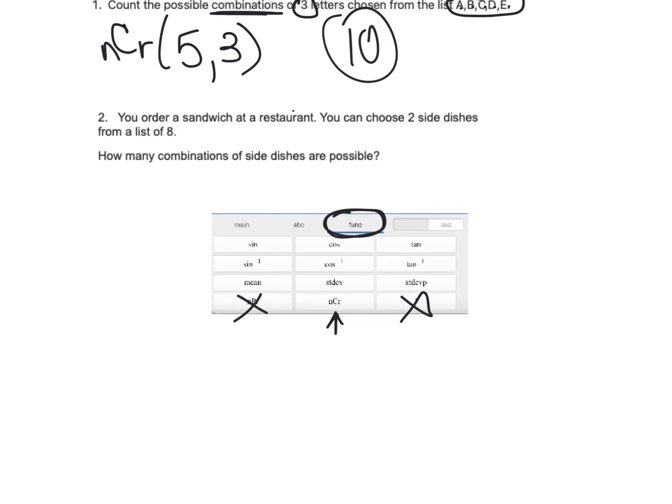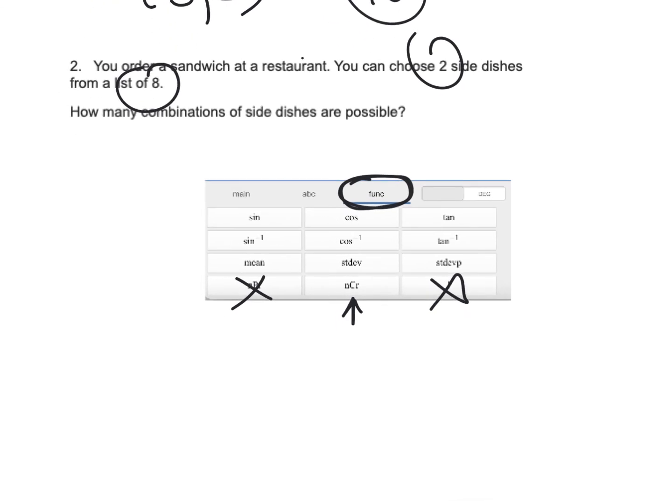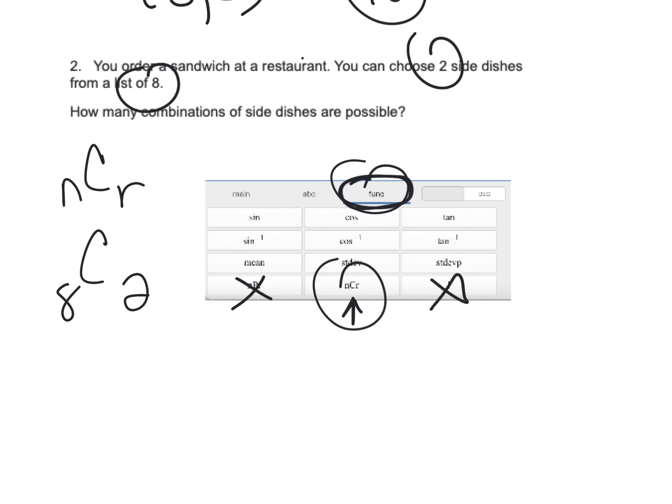And if we go the other way and we're ordering a sandwich at a restaurant, there are 8 possibilities. We are choosing 2. How many possible combinations are there? Again, we're going to go to that functions, combinations, nCr. So we're going to have 8 choose 2, and there would be 28 possibilities.